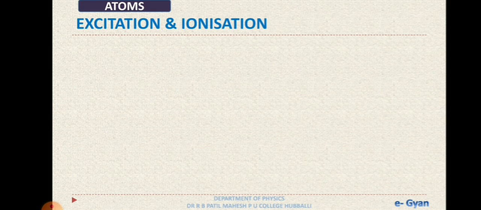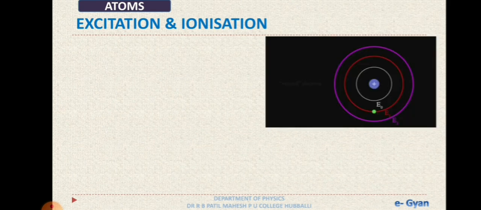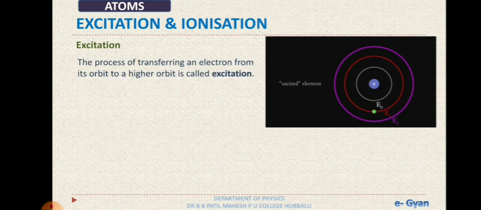Now let's discuss the phenomenon of excitation and ionization. We know that whenever an electron jumps from a higher energy state to a lower energy state, it gives out energy. When an atom absorbs energy, the electron jumps to a higher energy state, and when it comes back, it gives out the same amount of energy. Thus, excitation is the process of transferring an electron from its stationary orbit to a higher orbit in an atom.